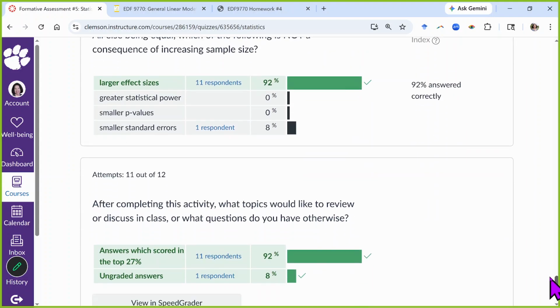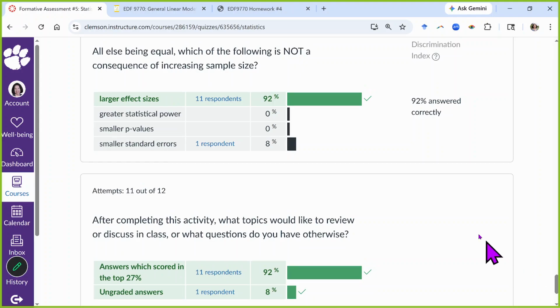And then one last real question, and then I'll make sure we hit everything that's on the list here. Which of the following is not a consequence of increasing sample size? The correct answer, larger effect sizes. You don't have a lot of control over that. You can't just get more people and change the strength of a relationship.